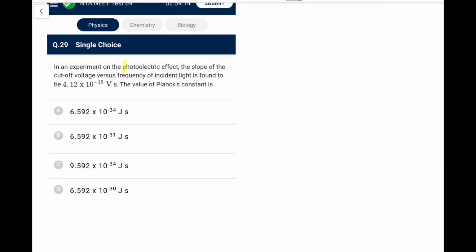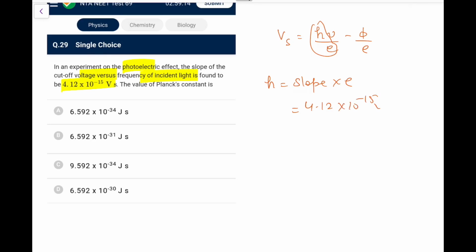In an experiment on the photoelectric effect, the slope of the cutoff voltage versus frequency is found to be this. Find the value of Planck's constant. So stopping potential is equal to h nu by e minus phi by e. So the slope is h by e. So h would be slope into e. So you have 4.12 into 10 to the power minus 15 into 1.6 into 10 to the power minus 19. So 16 2s are 32, 16 1s are 16, 16 4s are 64, 65. So what you have is 6.592 into 10 to the power minus 34. That is what I am getting from here. So go for option A. That is the most appropriate one.